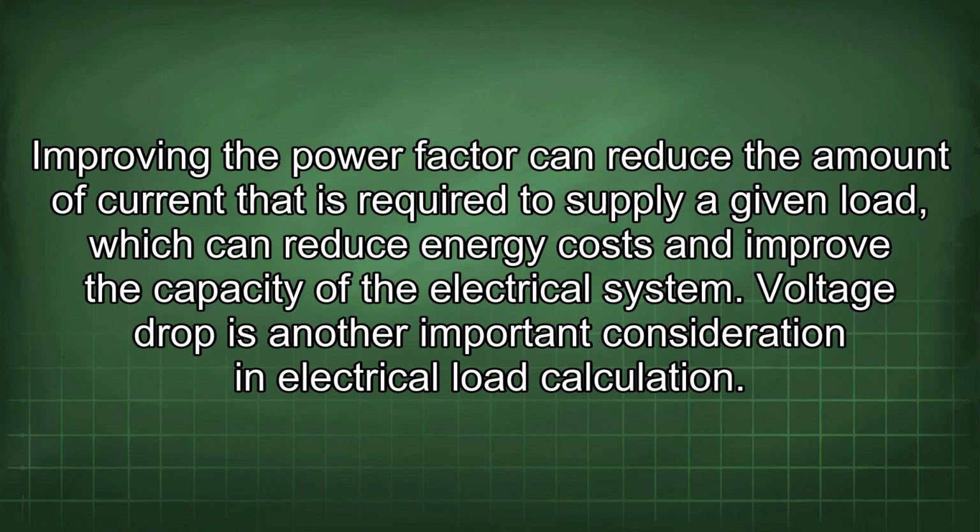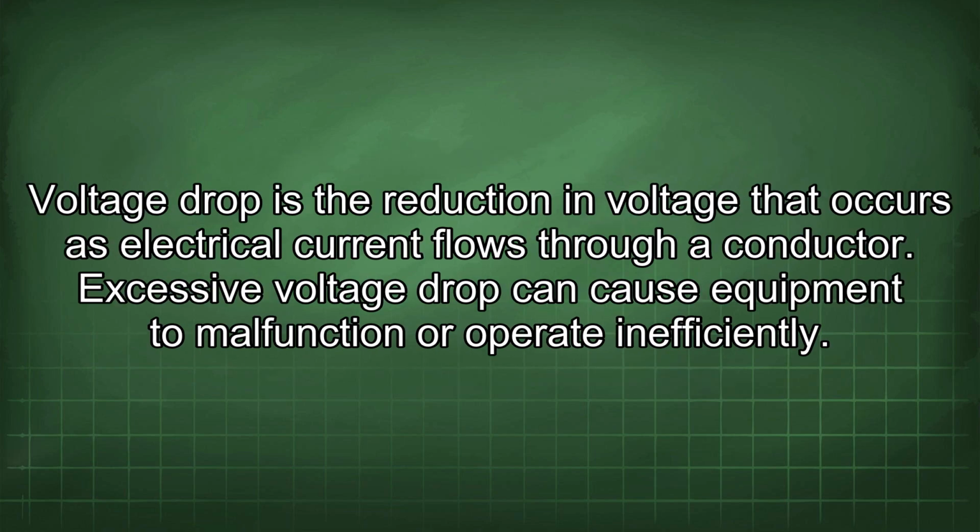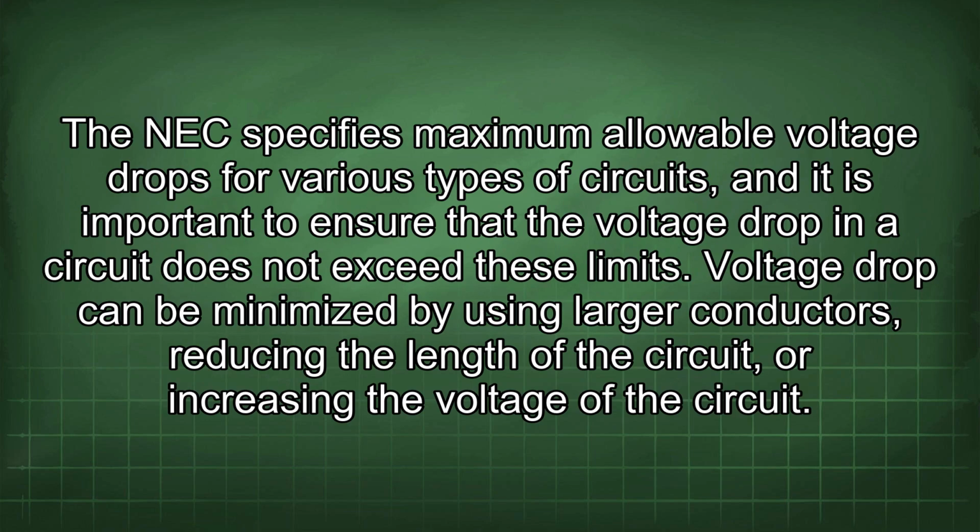Voltage drop is another important consideration in electrical load calculation. Voltage drop is the reduction in voltage that occurs as electrical current flows through a conductor. Excessive voltage drop can cause equipment to malfunction or operate inefficiently. The NEC specifies maximum allowable voltage drops for various types of circuits, and it is important to ensure that the voltage drop in a circuit does not exceed these limits. Voltage drop can be minimized by using larger conductors, reducing the length of the circuit, or increasing the voltage of the circuit.